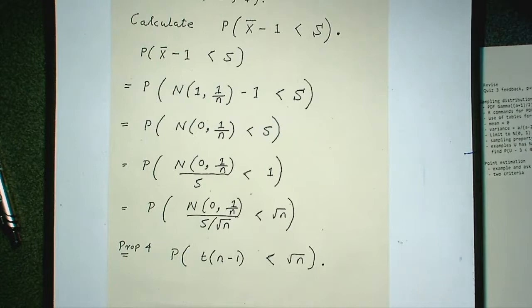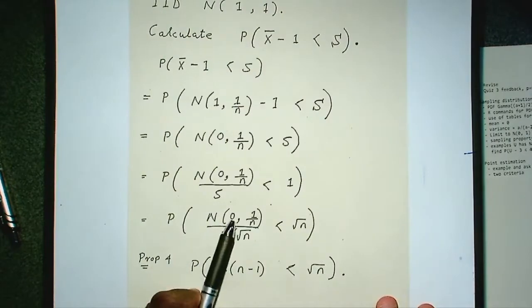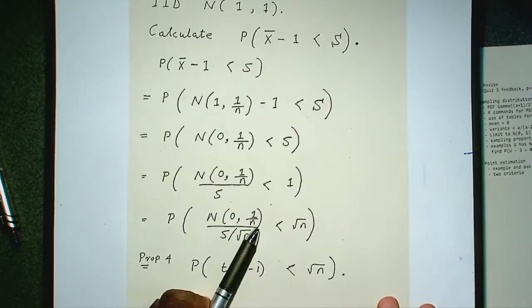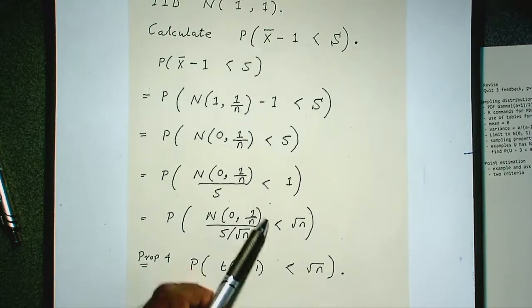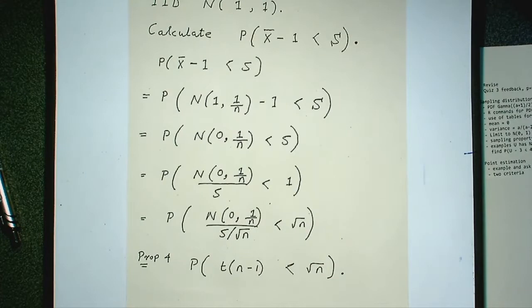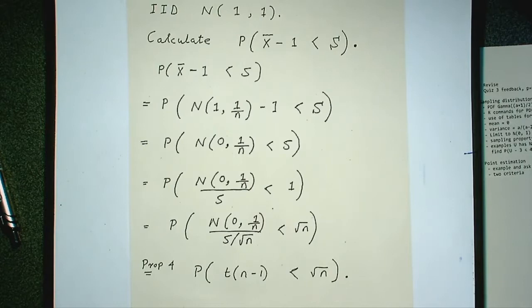So that's what I have used in the last step. On the top you have the normal with 0 mean and 1 over n variance, because here you are assuming that x1 to xn are IID normal with 0 mean and sigma squared variance. So x bar will have a normal distribution with 0 mean and variance sigma squared by n. Right? Okay, so this is in the form of the left-hand side of star. So you can use property 4 and say that this is equal to this. Is that clear or no? Are you lost?